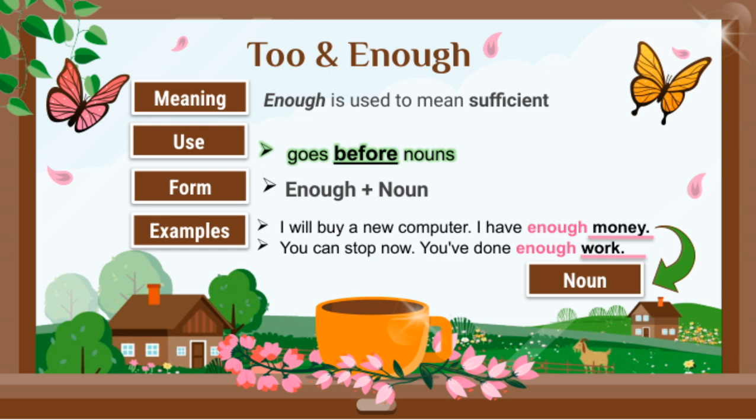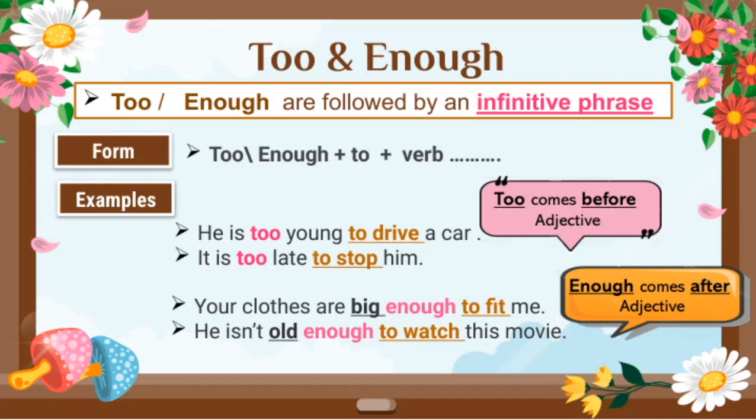So remember, "enough" is a flexible word that essentially helps us communicate when we have the right or sufficient amount of something, especially when we're talking about nouns. Now let's look at how we use "enough" and "too" in sentences. When we say "enough," it comes after the adjective. For example, "Your clothes are big enough to fit me." That means the clothes are sufficiently big for me.